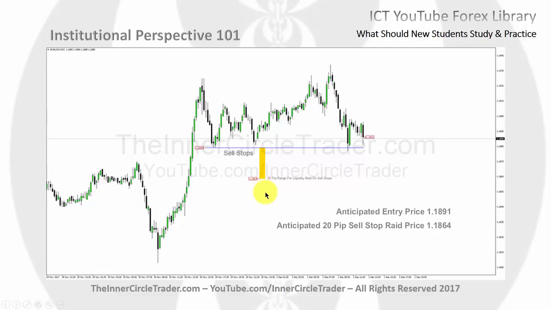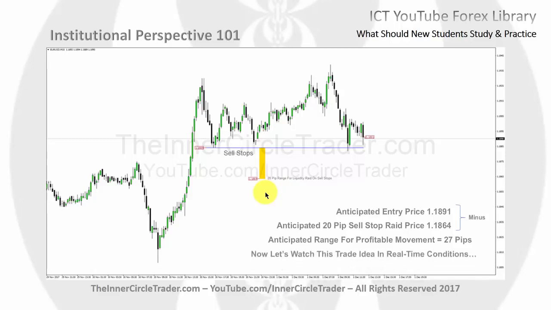So now we have two price points to determine whether there's enough of a range to make a profit. You take those two numbers and you subtract them. 118.91 minus 118.64 gives us 27 pips. So we have an anticipated range for profitable movement of 27 pips. That is enough to take a scalp. Now what I want you to do is watch me use everything that I just used here, because this is what was going on in my mind before I actually executed and why I took the trade.